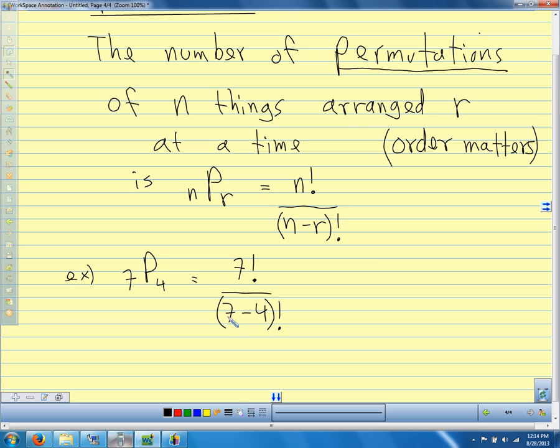Question? So then, when you simplify that, it would be 7 times 6 times 5 times 4, and so on, and then divided by 3 times 2? Right. Let me write that out. That was a good question. 7 factorial over (7 minus 4) factorial, and 7 minus 4 is 3. So this would be 7 times 6 times 5 times 4 times 3 times 2 times 1, divided by 3 times 2 times 1.